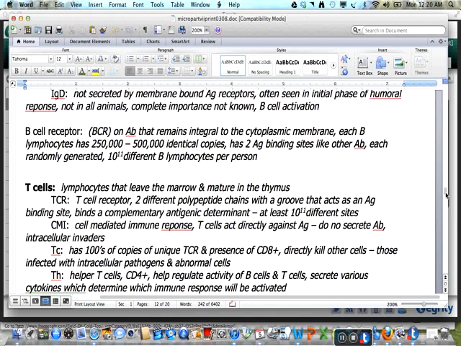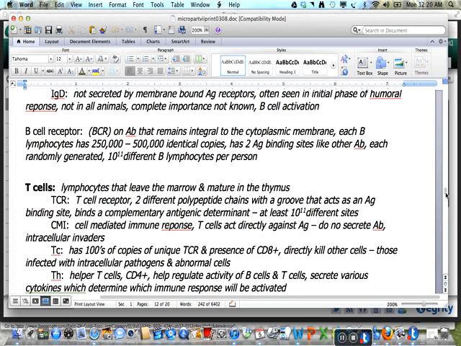The B cell receptor, or BCR, on an antibody is going to be a receptor that remains integral to the cytoplasmic membrane. Each B lymphocyte has 250 to 500,000 identical copies and has 2 antigen binding sites like other antibodies. Each is randomly generated, so there are 10 to the 11th different B lymphocytes per person.